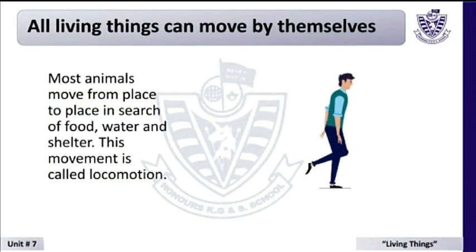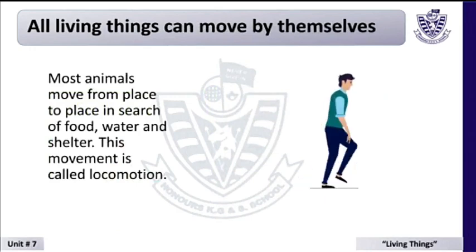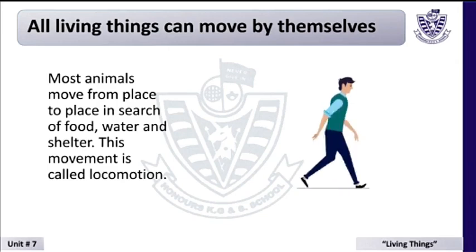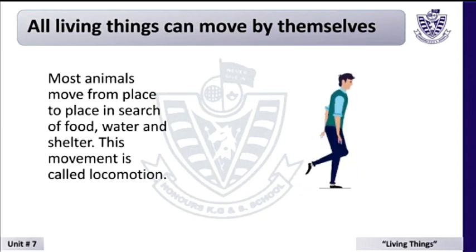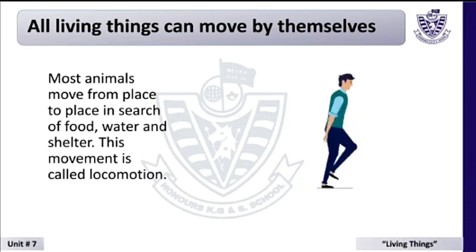All living things can move by themselves. Most animals move from place to place in search of food, water, shelter, and to avoid danger. This movement is called locomotion. Plants move in a different way. Since they prepare their own food, they need not go from place to place in search of food. But certain parts of plants show movement. For example, the sunflower moves in the direction of the sun.